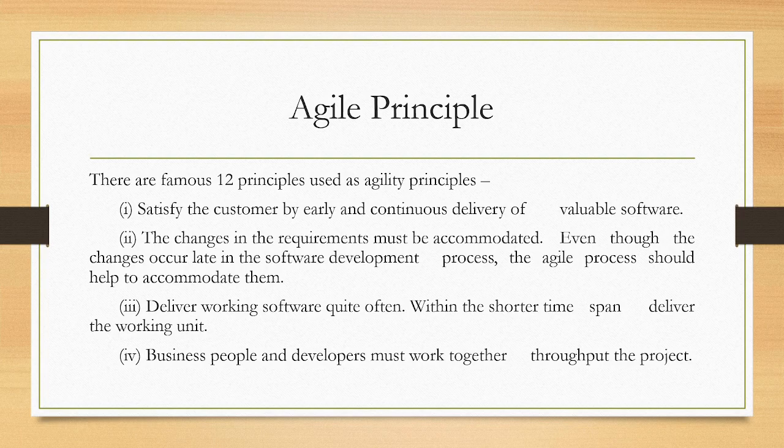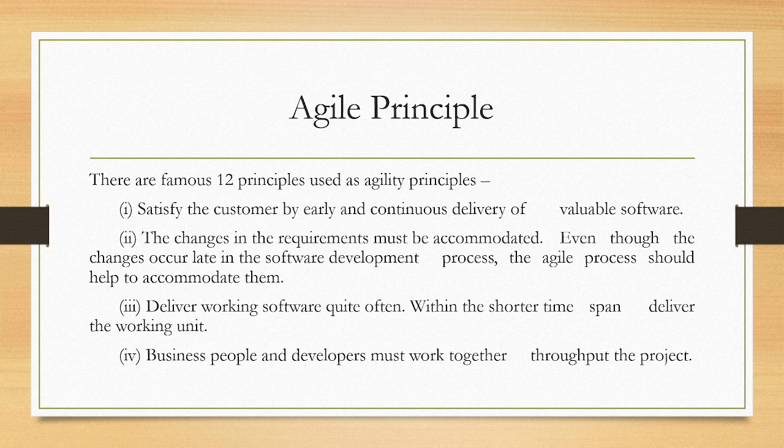So what are the principles involved in Agile? There are 12 famous principles in agility. The first one is to satisfy the customer by early and continuous delivery of valuable software. This is the first principle. The second one is that changes in the requirements must be accommodated, even though the changes occur late in the software development process. The Agile process should help to accommodate them. Understand? Deliver working software quite often within a shorter time span, deliver the working unit.